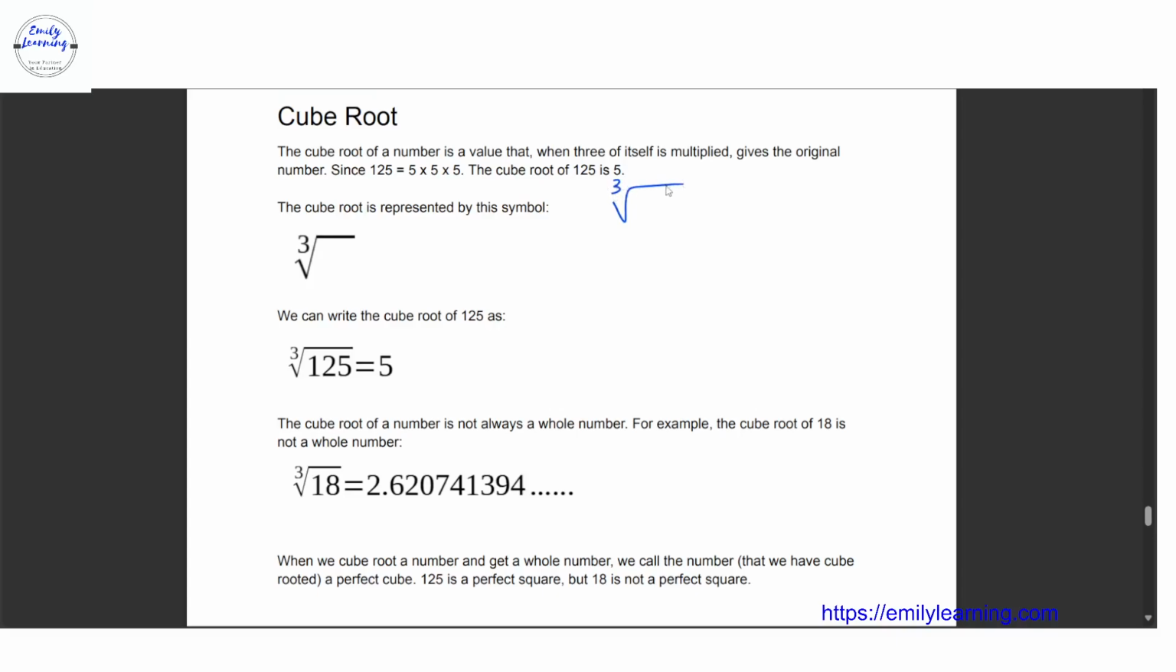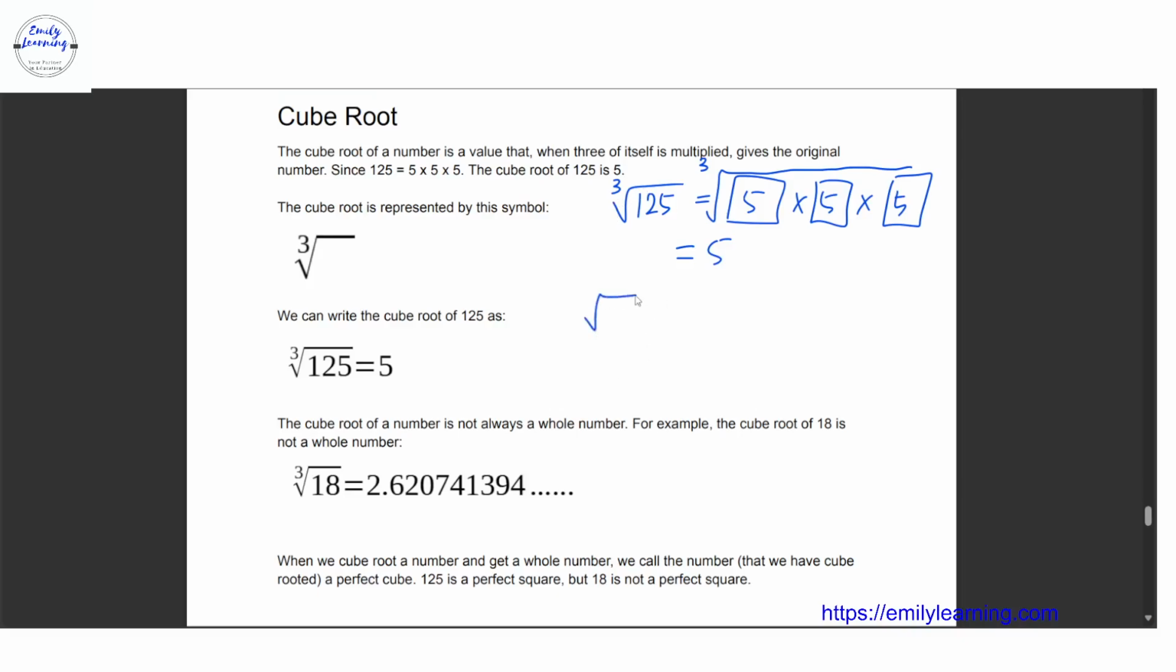So we represent cube root with this sign here with a 3 outside to represent cube root. Now when I write this, it is the cube root of 125. When I cube root 125, I'm finding a number which when multiplied by itself 3 times gives 125. I know 5 times 5 times 5 is equal to 125. So the cube root of 125 is 5.